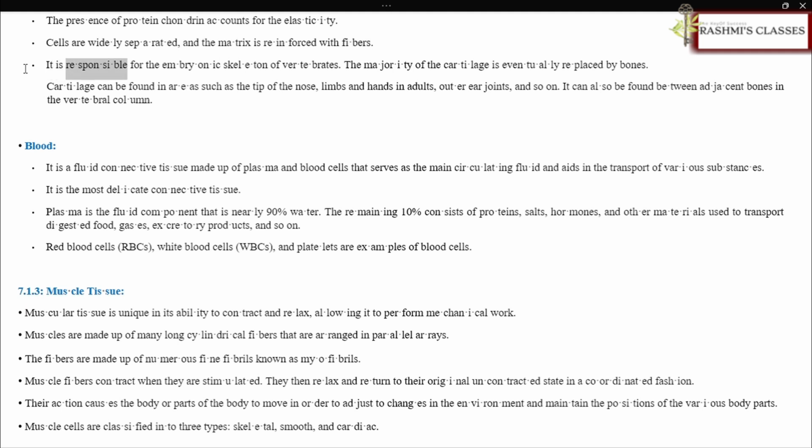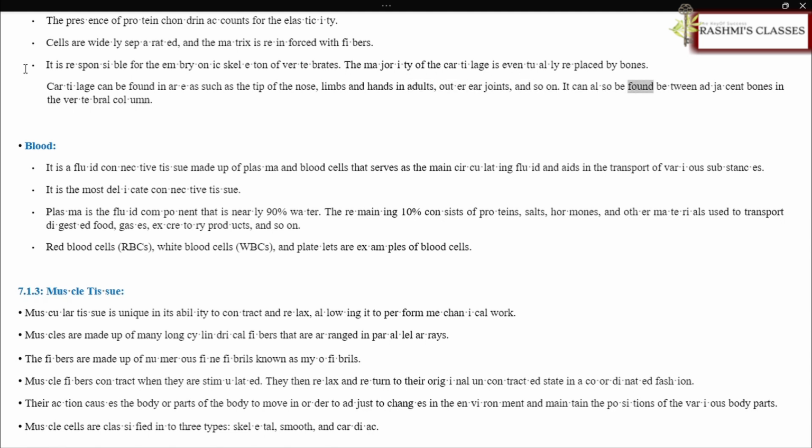It is responsible for the embryonic skeleton of vertebrates. The majority of the cartilage is eventually replaced by bones. Cartilage can be found in areas such as the tip of the nose, limbs, and hands in adults, outer ear, joints, and so on.